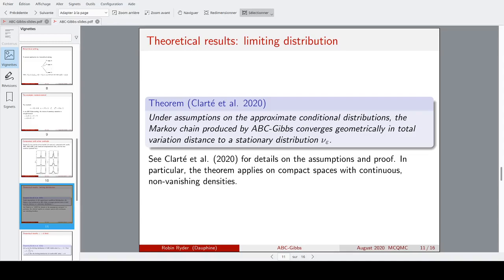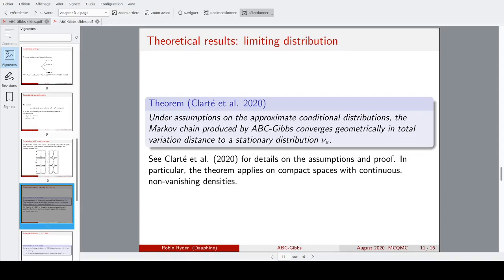You can look at the paper for details on the assumptions and for the proof. In particular, you'll see that this theorem applies to compact spaces where you have continuous non-vanishing densities. It would also apply to other spaces. We haven't necessarily looked into much detail about how vague you can make the assumptions, but at least under some assumptions, which we can verify on some examples, you have this convergence to a nu epsilon.